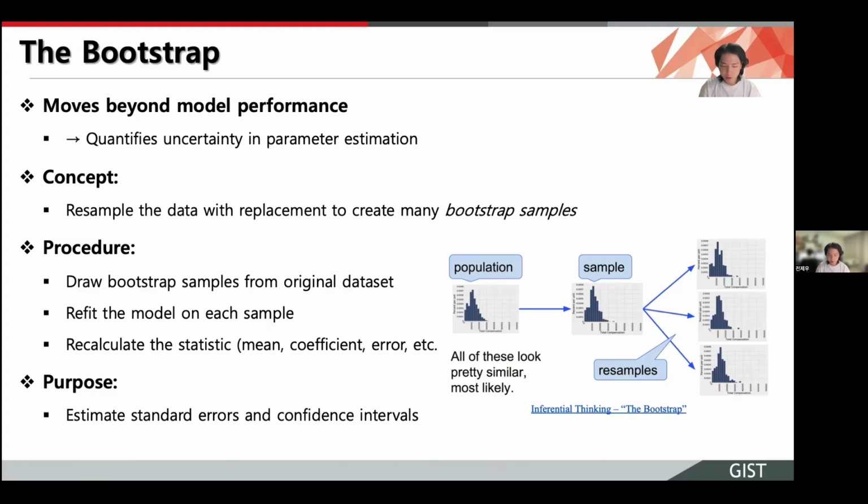For each Bootstrap sample, we refit the model and recalculate the estimate. For example, the mean, regression coefficient, variance, or prediction error. By repeating this process many times, we can estimate the standard error and even construct confidence intervals for any statistic of interest.